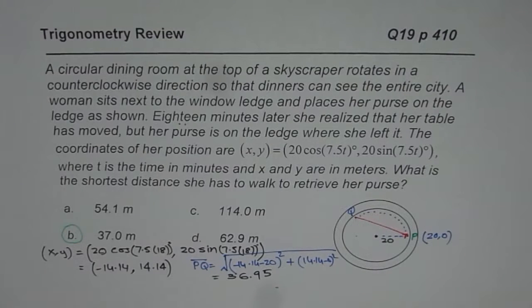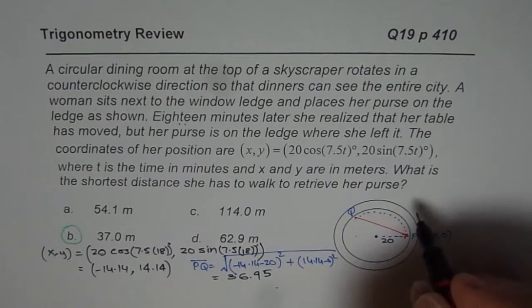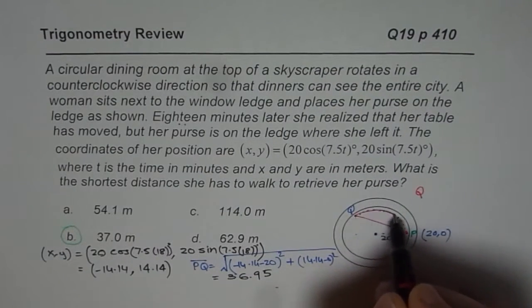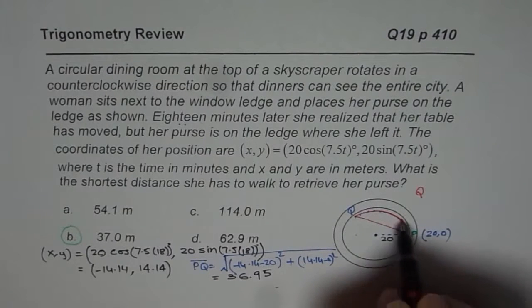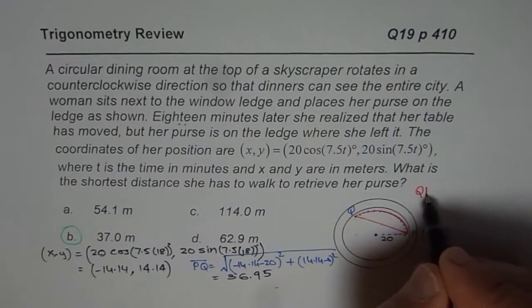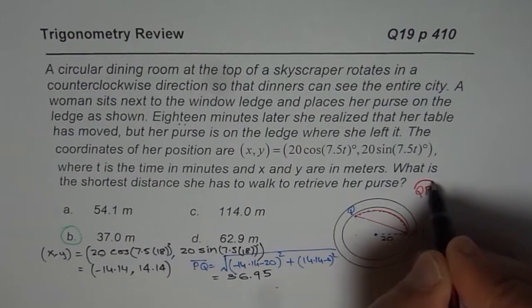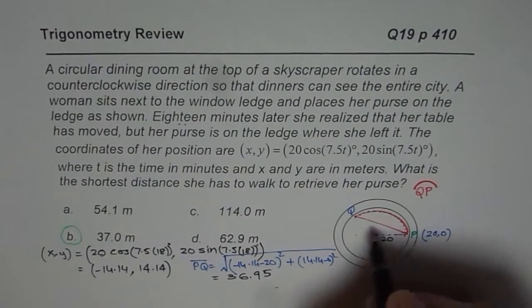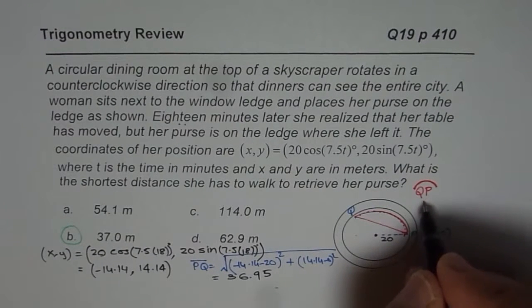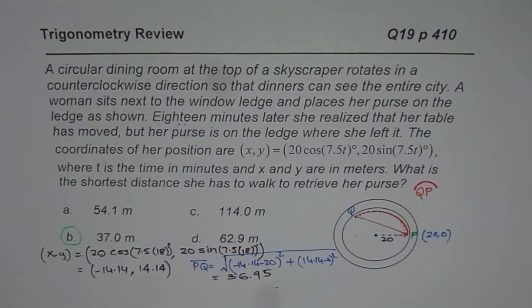Now the question for you is, let me write down your question now. Find the circular distance traveled by the table or the person sitting here. So I want you to find the distance QP, the circular arc distance, within this duration of time. So that is the question which you need to answer.